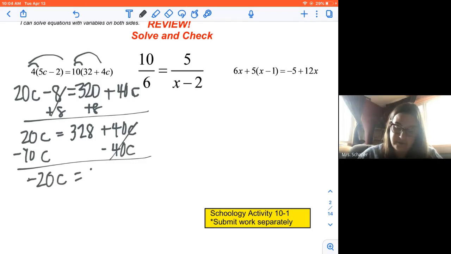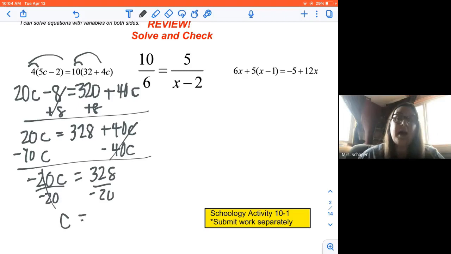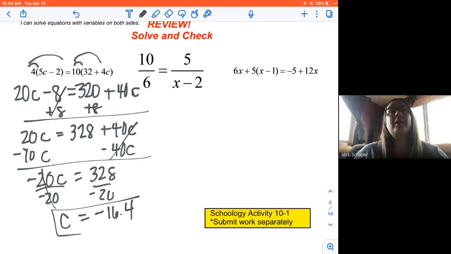So -20c is equal to 328. And now we'll divide both sides by -20. Positive divided by a negative is negative 16.4. There you go.